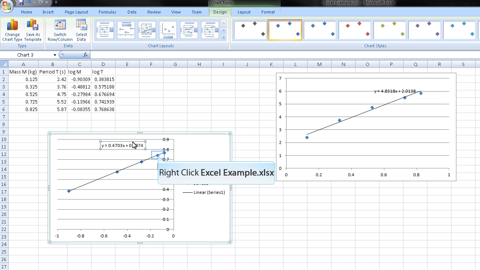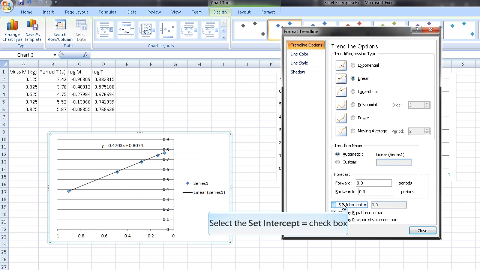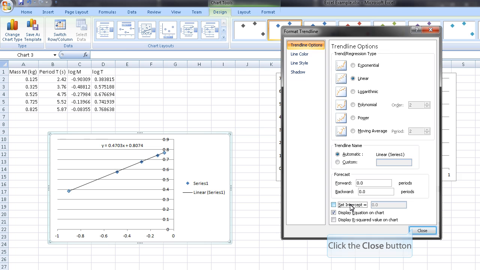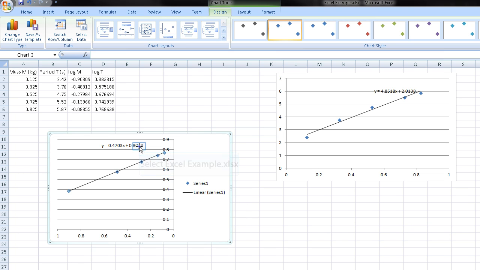And if you set intercept, so let's go back to format trend line, set intercept equals 0. Not set intercept equals 0. But if you extend this to the y-axis, which you can calculate using algebra by setting x equals 0, we see that 0.807 would be the log of k. We can also calculate the k for this relationship. So as you can see, just by taking the log of both numbers and plotting the points, we can fit a much simpler line using Excel.